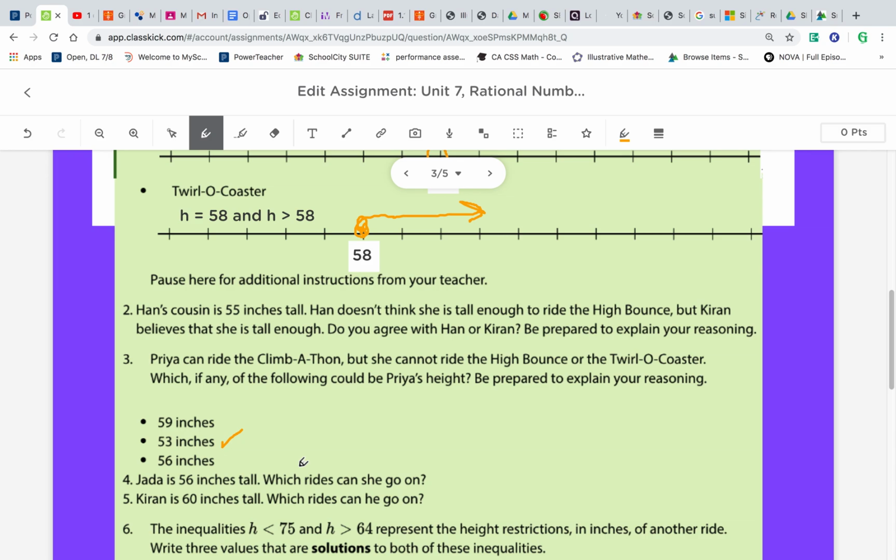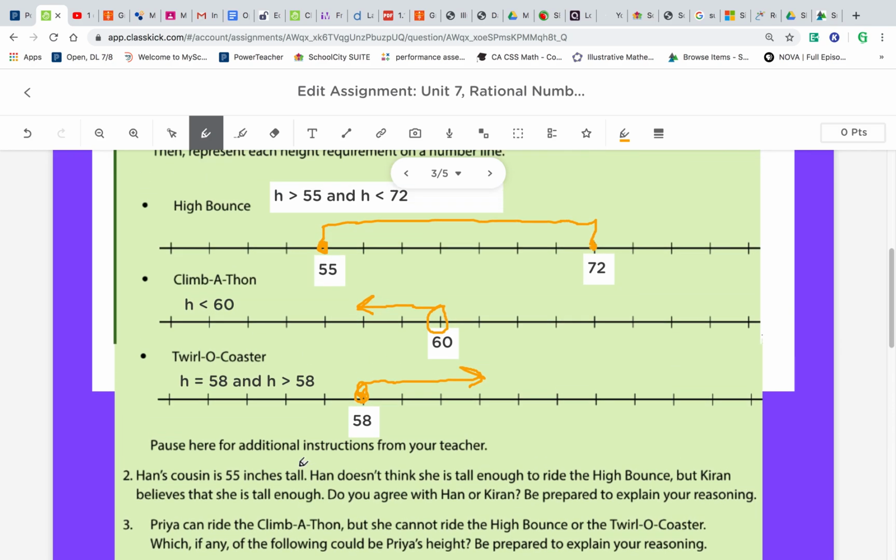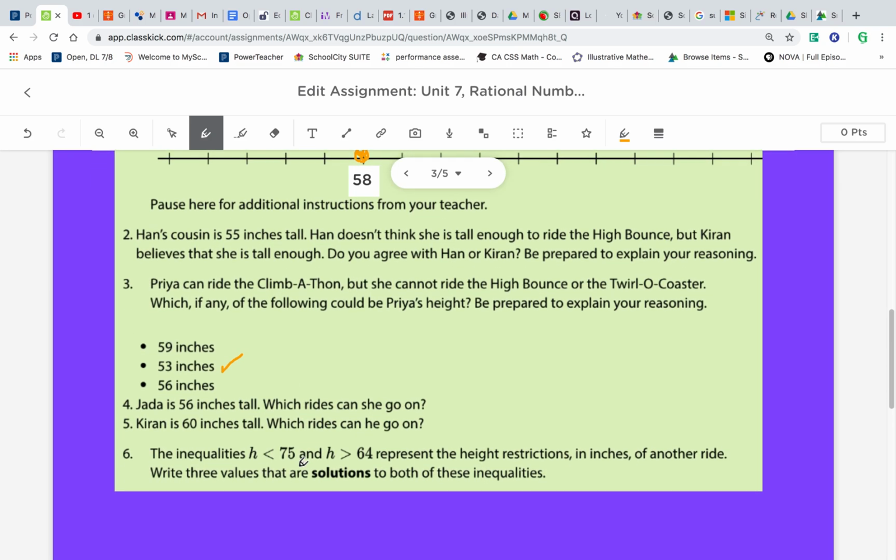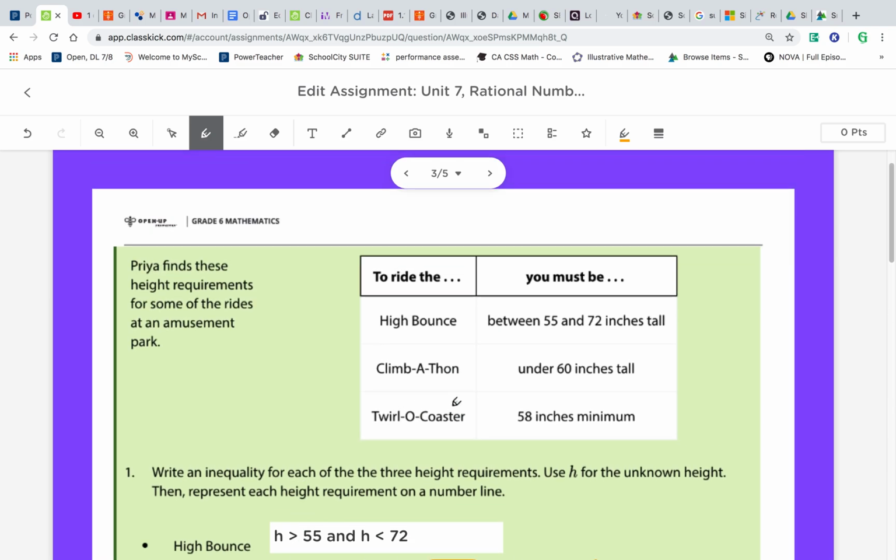Jada is 56 inches tall. Which rides can she go on? Let's see here. 56 inches is Jada. So 56 inches, well, she could do the Climathon, and she can do the high bounce. But not this one, because this one is 58 inches minimum. So she can do the Climathon and the high bounce.